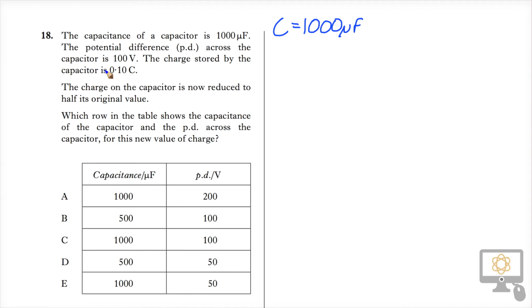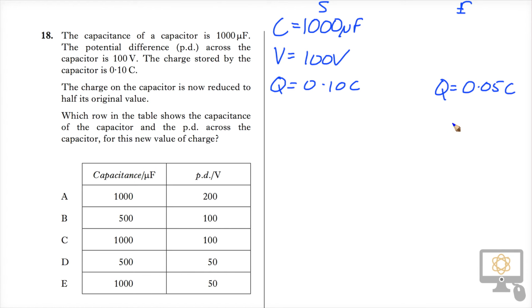The potential difference across the capacitor is 100 volts. So V is 100 volts. And the charge stored by the capacitor, which is Q, is 0.10 coulombs. And then it says the charge on the capacitor is now reduced to half its original value. So we'll write that over here. So this is maybe at the start and this is at the end. And the new charge is half its original value, so that's 0.05 coulombs.